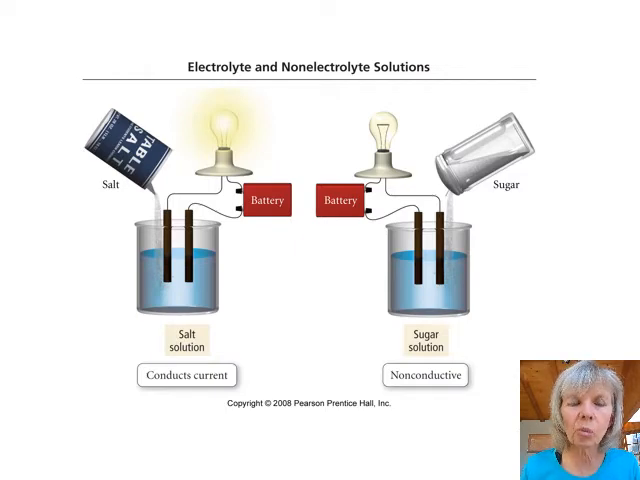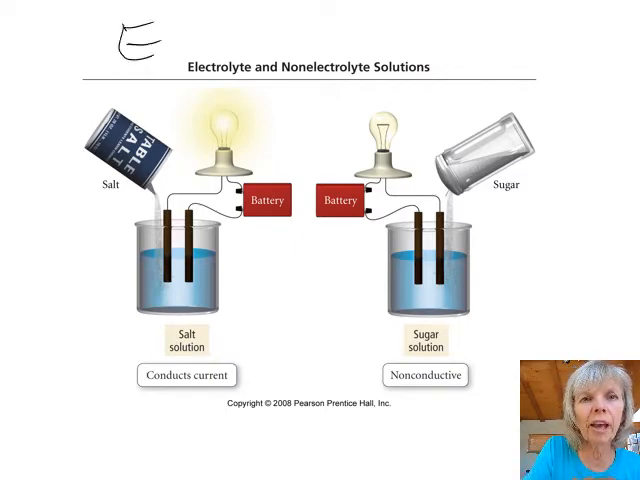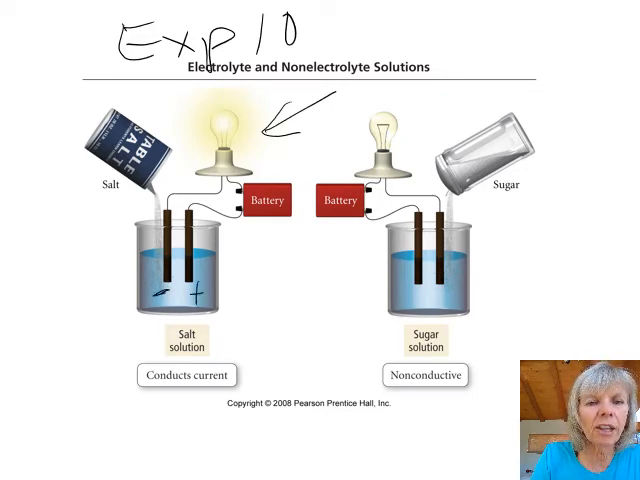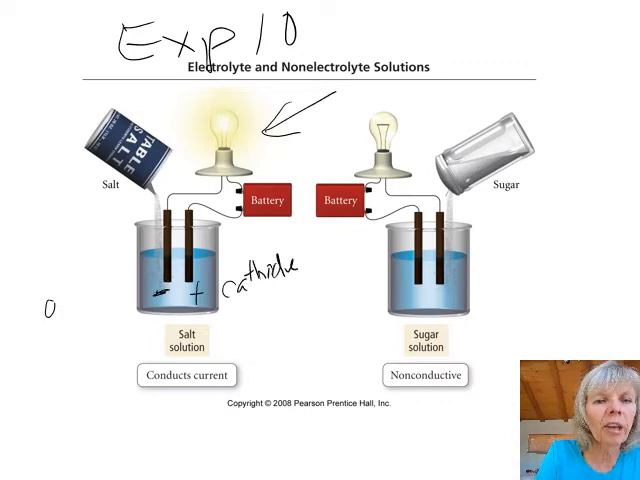This slide shows what your experiment 10 on conductivity of solution lab will look like. Basically you're going to be testing solutions, and you're going to be using a light bulb apparatus that looks very similar to this. You have a light bulb that has these two probes down here. One has a positive charge, one has a negative charge. The positive is called a cathode. The negative probe is called an anode. And you'll be testing solutions.